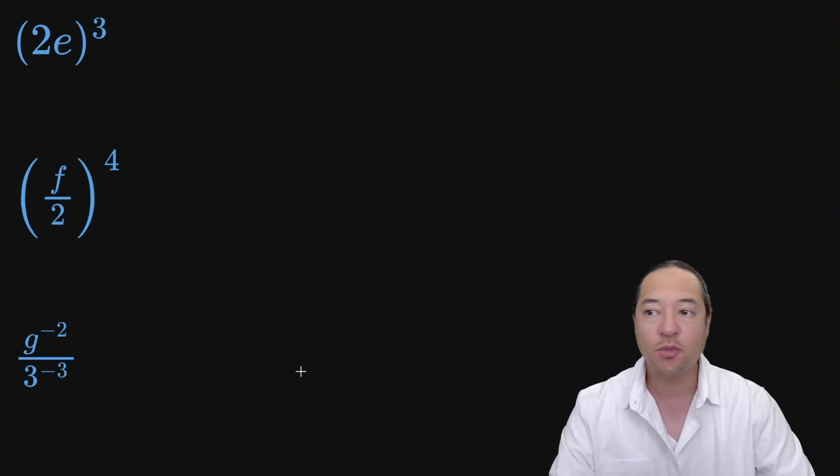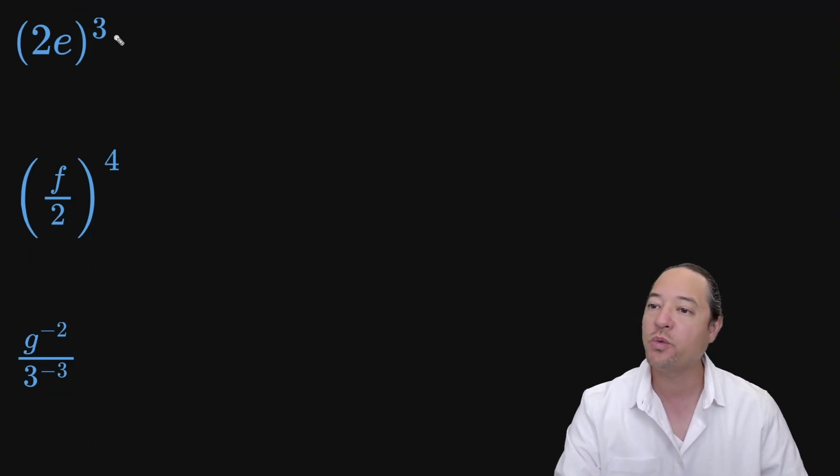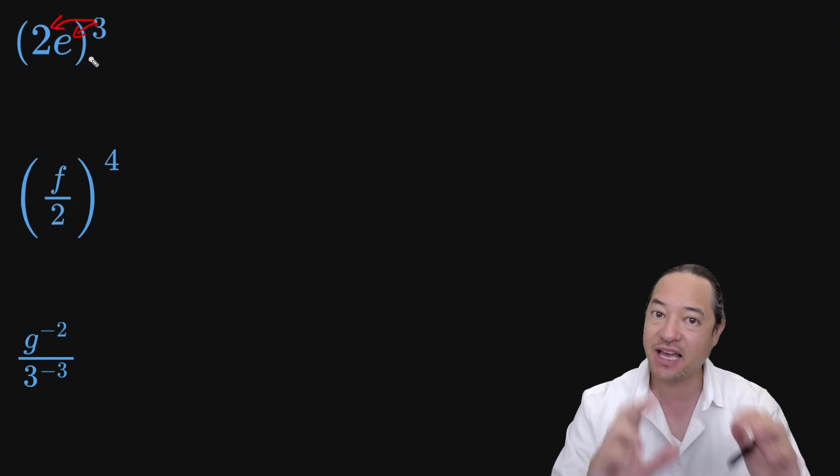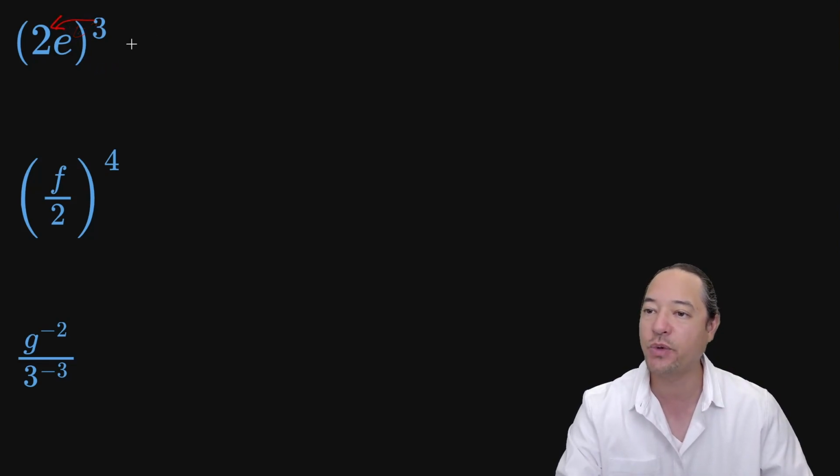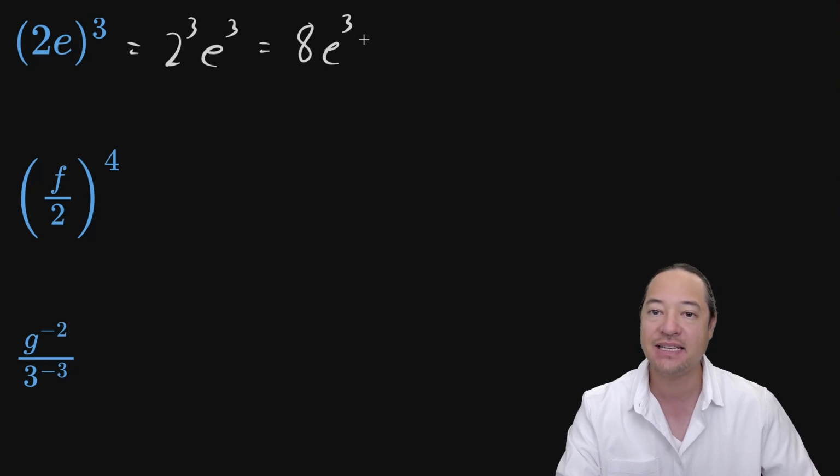We've got three more right here. So this first one, we are also going to essentially distribute this 3 into that monomial term. And so we can think of this as 2 cubed times e cubed. But 2 cubed, well, that's just 2 times 2 times 2, that's 8. So this is the same as 8e cubed.